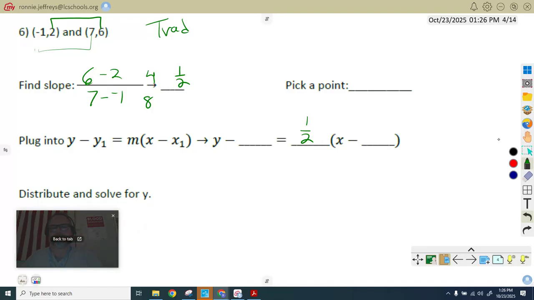All right. So, pick a point. Again, we want to pick the easiest point. This one is kind of a toss-up. Even though there's a negative in there, I usually try to avoid those.